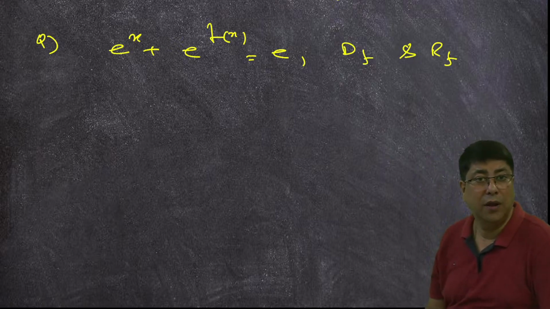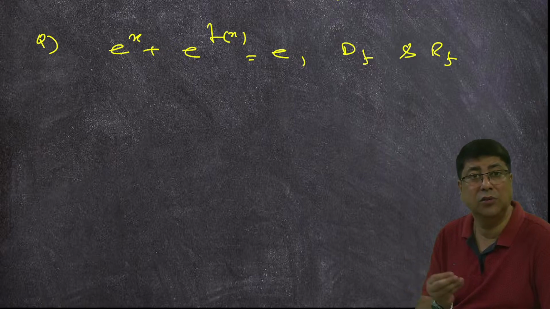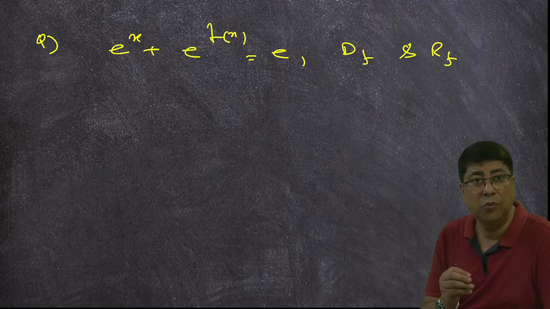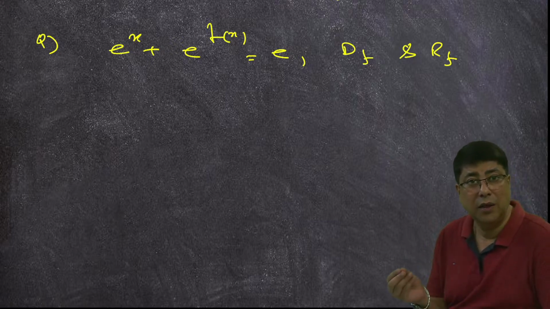How to find the domain and range? First of all, let's find the domain. Generally, everybody does it in the general way: first the input, then the output. Without the input, there cannot be an output. So that is why first domain, then range.